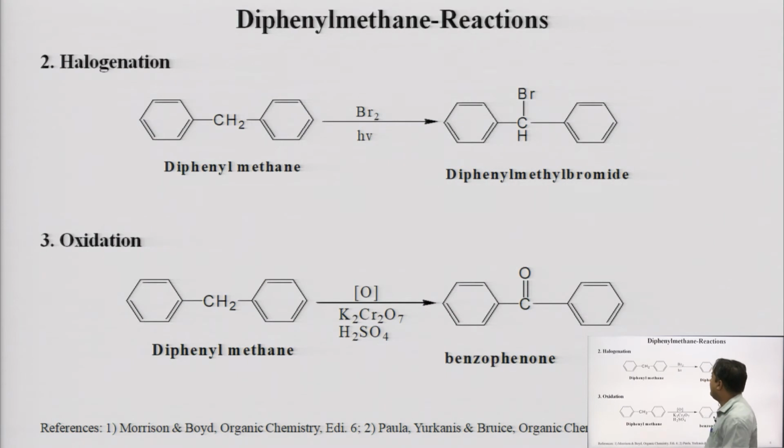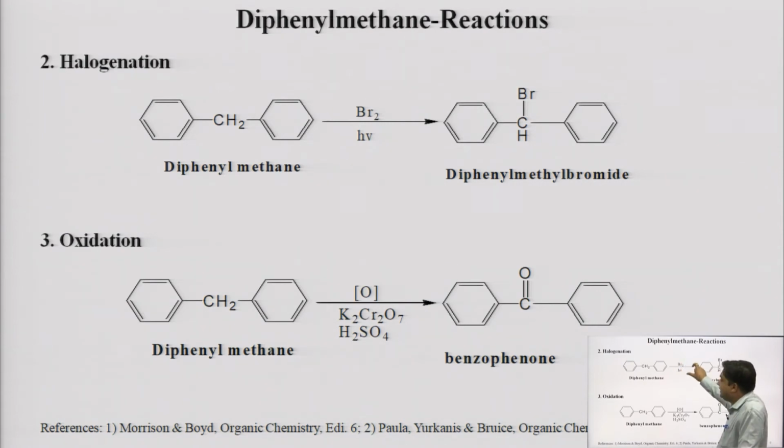Then the next reaction is halogenation, again in the presence of UV light. When diphenyl methane is reacted with bromine or any other halogen, it easily gives an addition product. As you can see, bromine is not added to the benzene ring, it is added to the carbon, by removing 1 atom of hydrogen. And this reaction also occurs in the presence of UV light.